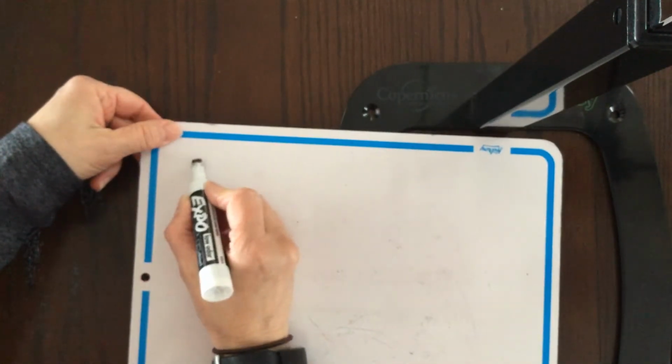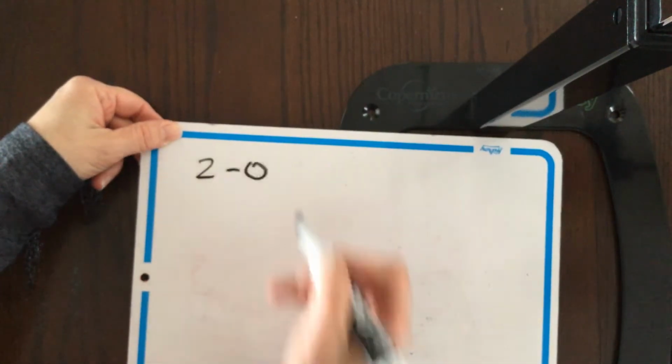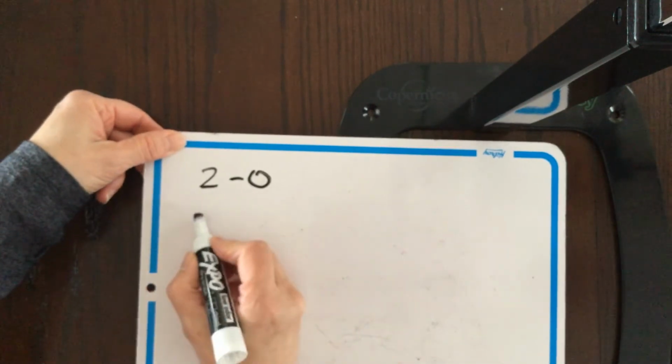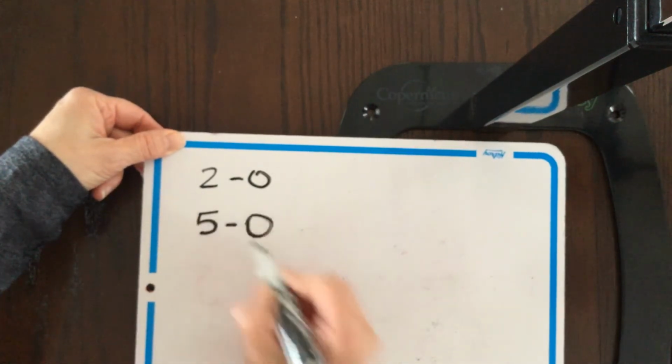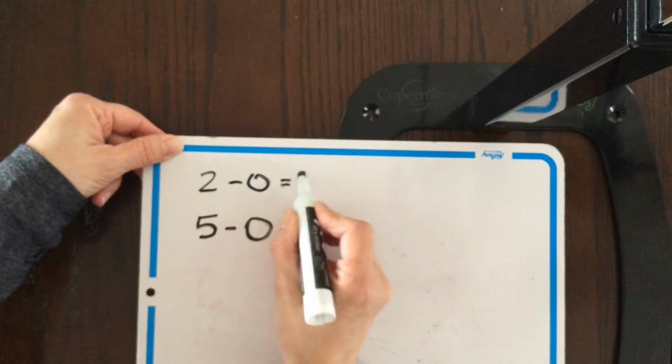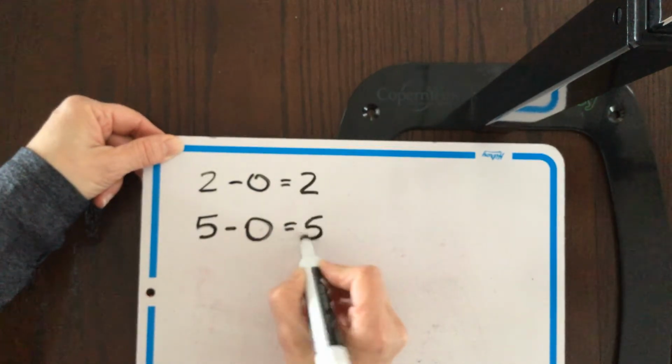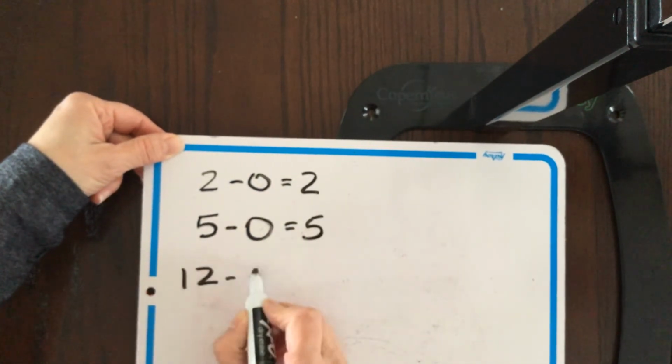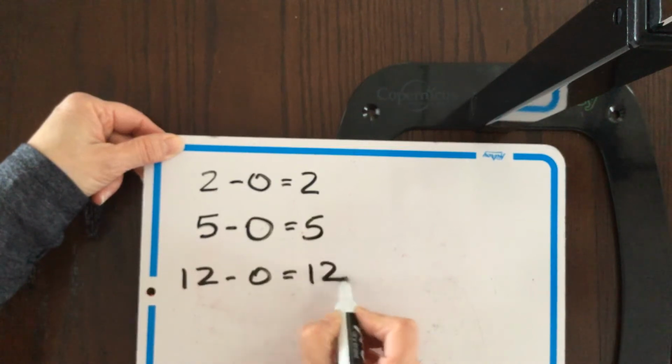Try to make a big list of equations that you can do that are the zero rule equations. So I could do 2 minus 0. We know that equals 2. I could do 5 minus 0. We know that equals 5. I could do 12 minus 0. We know that equals 12.